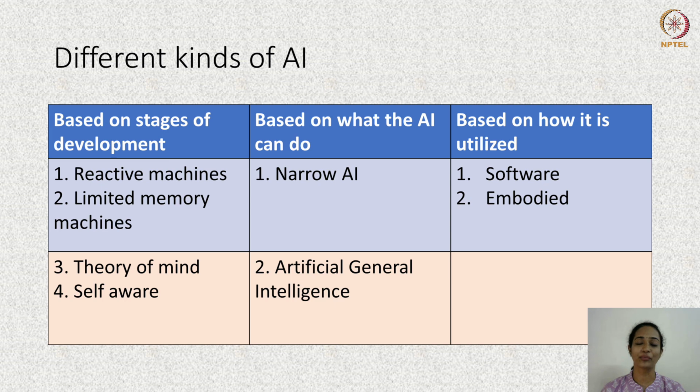That is, for example, if you have developed an artificial intelligence system which can recognize images, you cannot ask it to recognize speech. Therefore, narrow AI does only what it has been programmed to do. Reactive machines and limited memory machines are narrow AI. The next category of artificial intelligence, based on what the artificial intelligence system can do, is the artificial general intelligence.